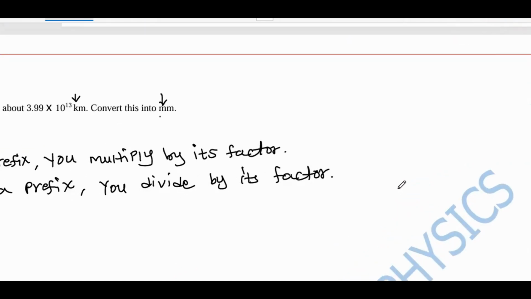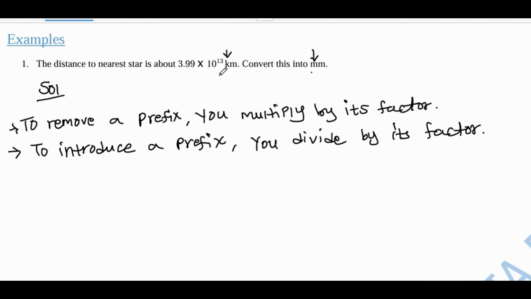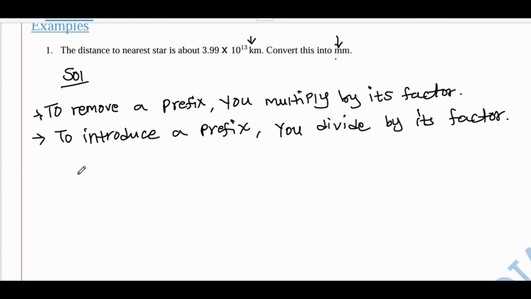Now, we need to remove this one first, and we have some short notes here that removing, we need to multiply by its factor. You just substitute K with its factor so that we can get rid of it. Now, 3.99 times 10 power 13 K, because I want to remove it, I will multiply by its factor, which is 10 power 3. And now the measurement is just in base unit.